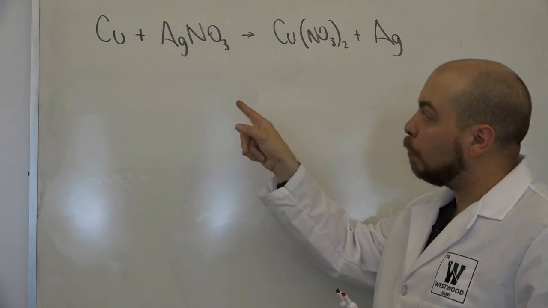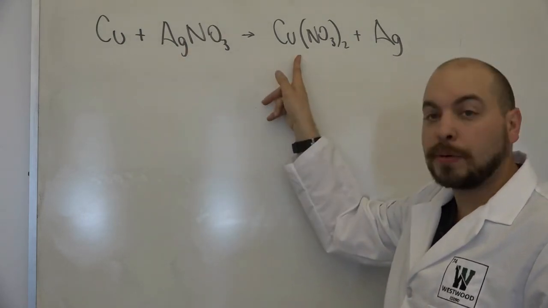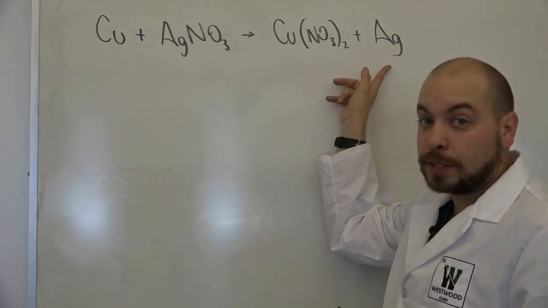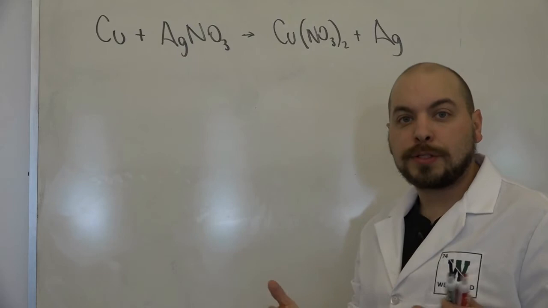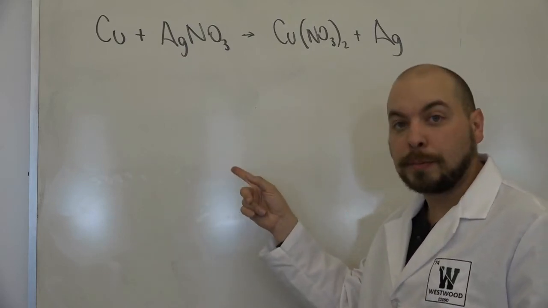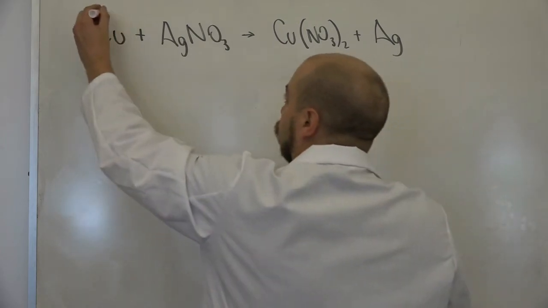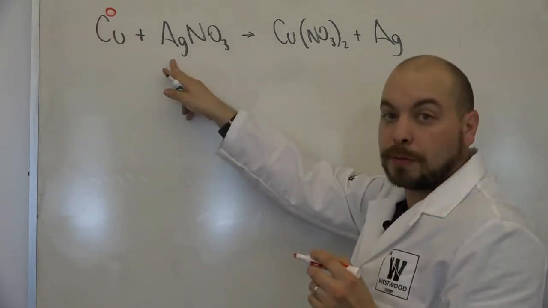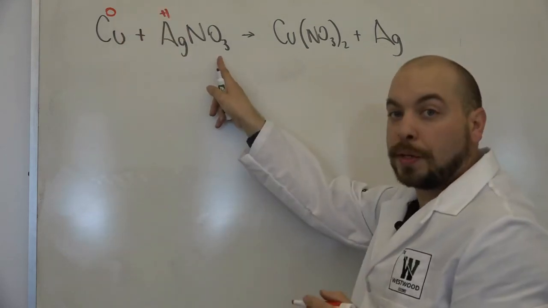In this next problem, we've got copper reacting with silver nitrate, producing copper nitrate and silver solid. Writing our half reactions requires us to first write the oxidation numbers of each element. So let's go ahead and write the oxidation numbers of each element. Copper here is 0. Silver +1. Nitrate as a whole is -1.